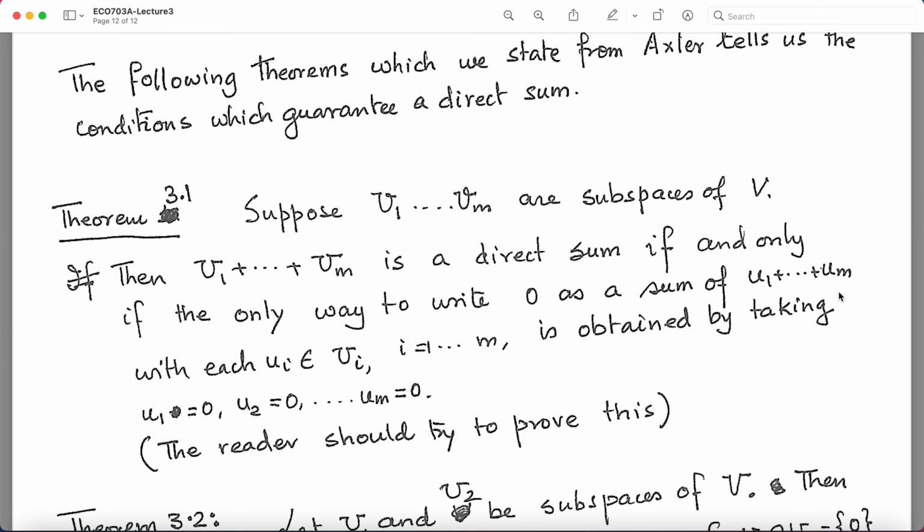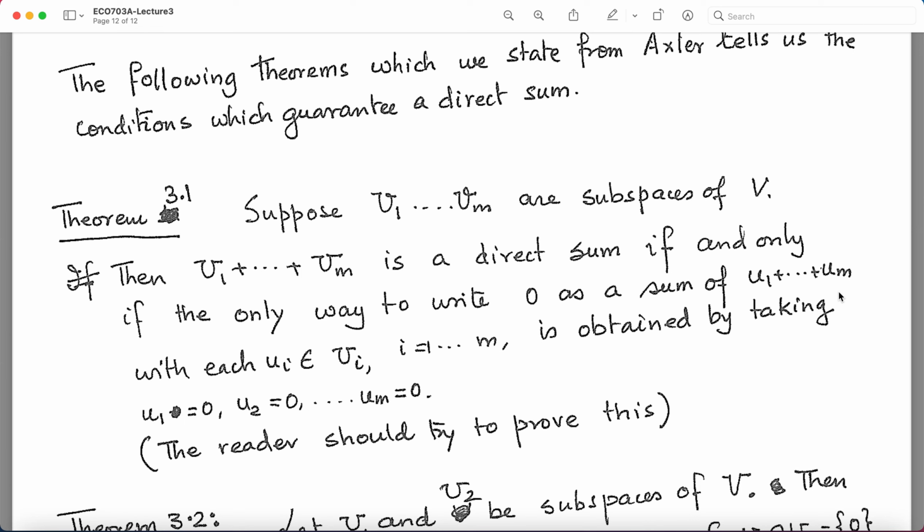Let us see. Given U1, U2, ..., UM are subspaces of V, what is the relation between them so that their sum is actually a direct sum? They can be considered as a direct sum, that is, every element can be represented in a unique way, and this has to do with the 0 element. If the 0 element can be represented in a unique way, that is, 0 can be only written as 0 plus 0 plus 0 plus 0, then only you can call U1 plus U2 plus ... plus UM a direct sum.